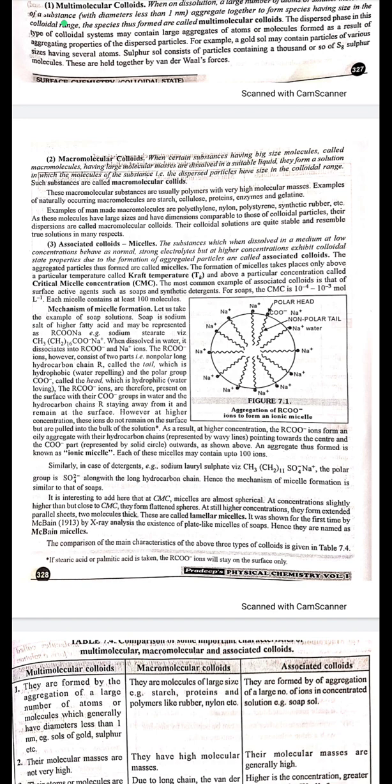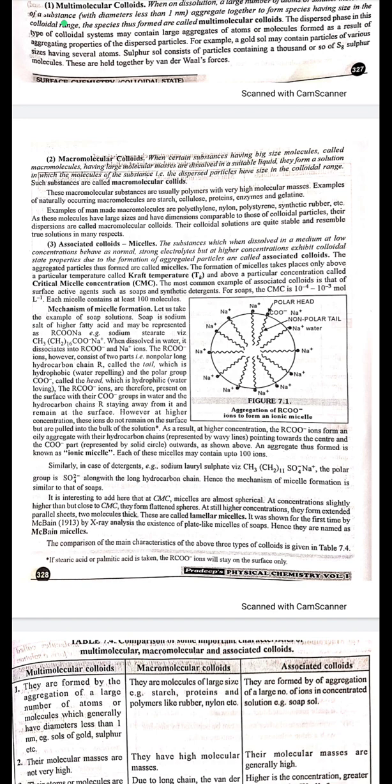Examples of man-made macromolecules are polythene, nylon, polyester, synthetic rubber, etc. As these molecules have larger sizes and have dimensions comparable to those of colloidal particles, their dispersions are called macromolecular colloids. Their colloidal solutions are quite stable and resemble true solutions in many aspects.